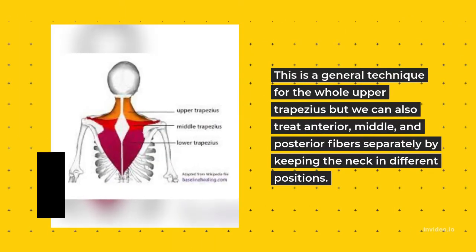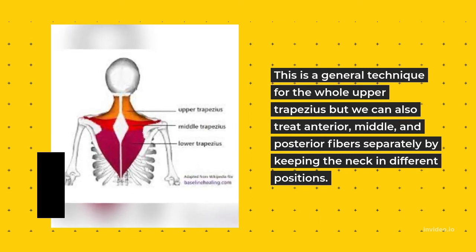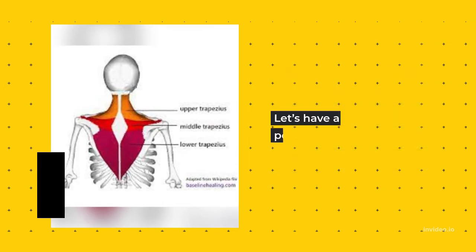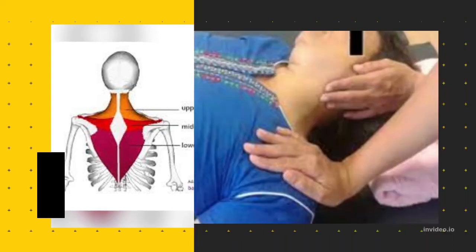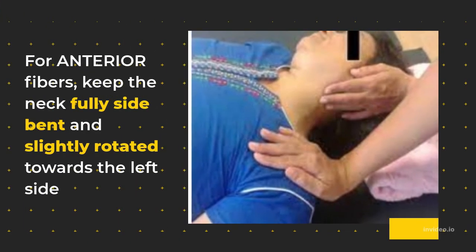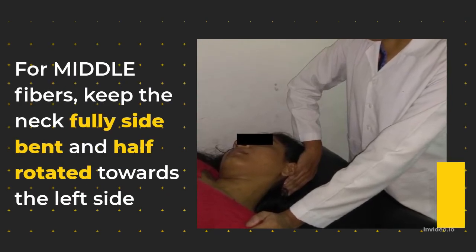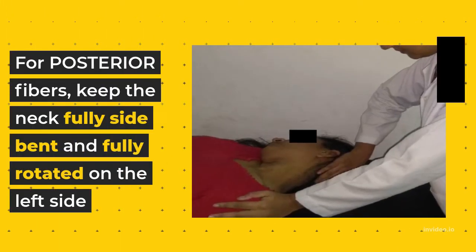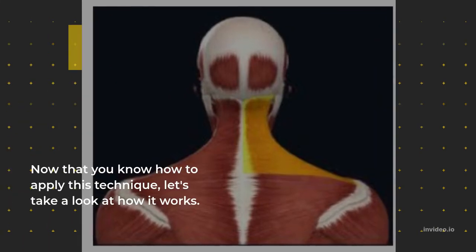This is a general technique for the whole upper trapezius, but we can also treat anterior, middle, and posterior fibers separately by keeping the neck in different positions. Let's have a look at those positions. For anterior fibers, keep the neck fully side bent and slightly rotated towards the left side. For middle fibers, keep the neck fully side bent and half rotated towards the left side. For posterior fibers, keep the neck fully side bent and fully rotated on the left side.